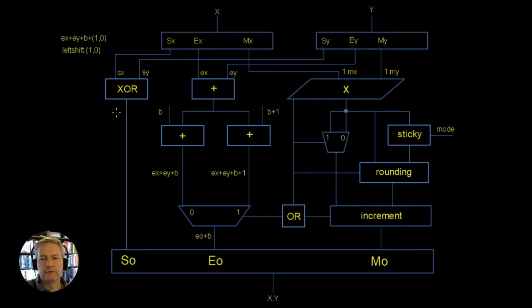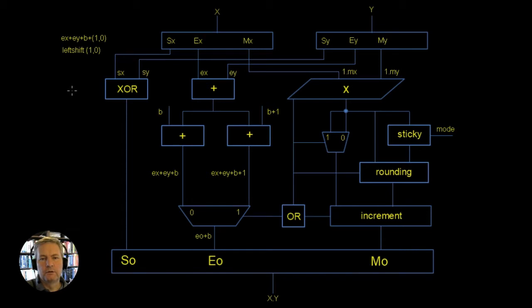Now an overview of the circuit, we have three different sections. We're interested in operating on the sign bit and we do that here. We're interested in operating on the exponent, so the addition of the exponent is done here. And we're also interested in the multiplication of the mantissa and the rounding, and that's done in this section here. So let's talk through each of these sections individually.